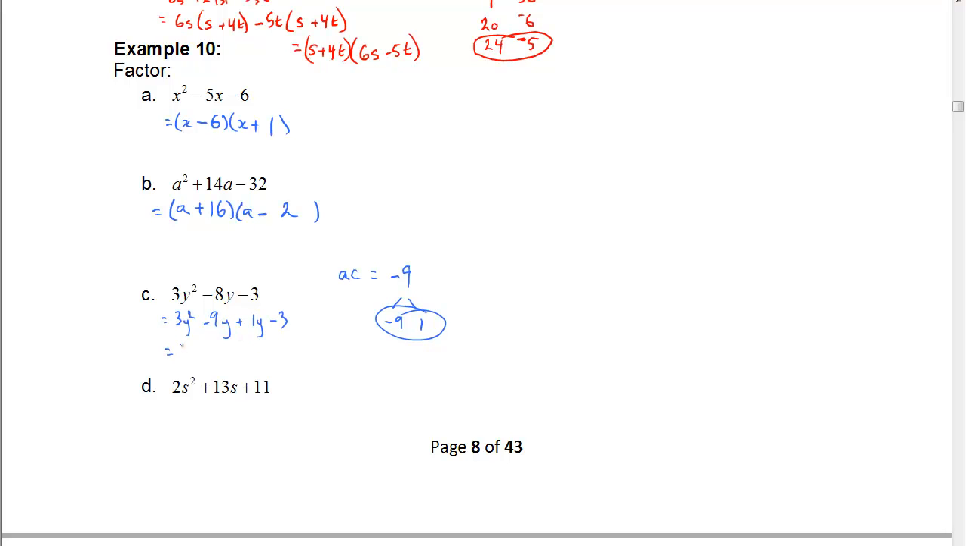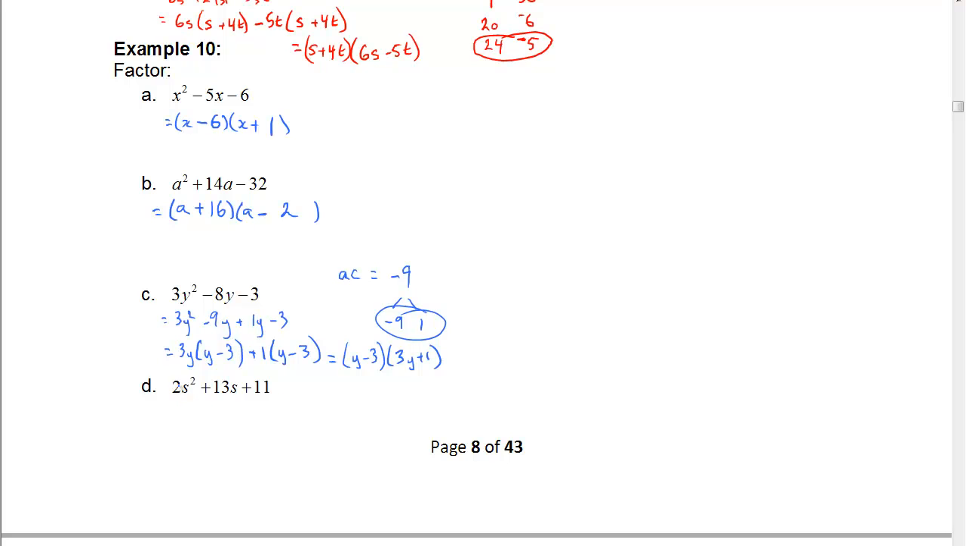Grouping these, we get 3y outside of y minus 3 plus, and we're going to write 1 outside of y minus 3, which is not really changing anything, but lets it look like it's easier. So we get the bracket is y minus 3, and we're left with 3y plus 1.